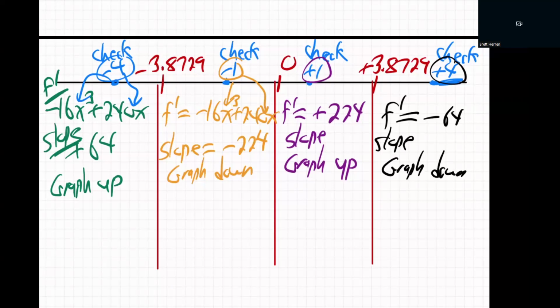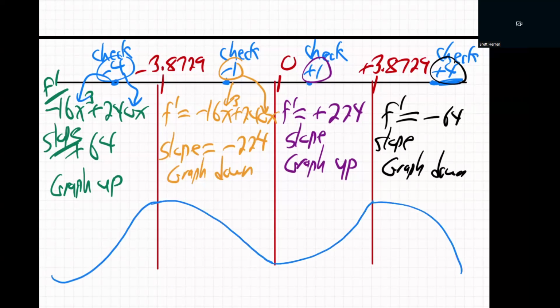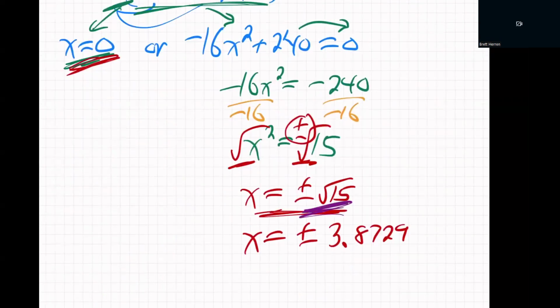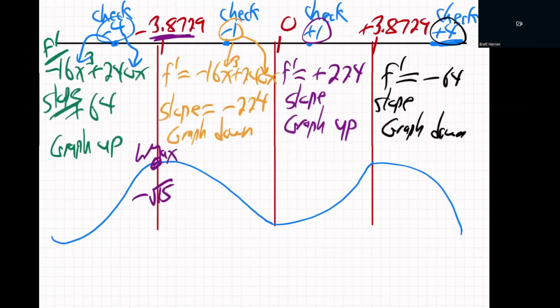All right, now we have a bead on that graph. We know what that graph's doing. Graph's going up, graph's going down, graph's going up, graph's going down. Right. So that means what? This is a local max. This is negative square root of 15. Remember, that's where we got that plus or minus square root of 15. So that's negative square root of 15.